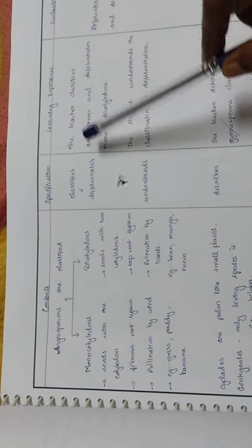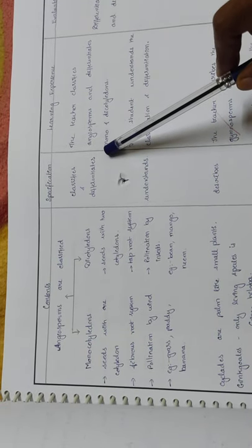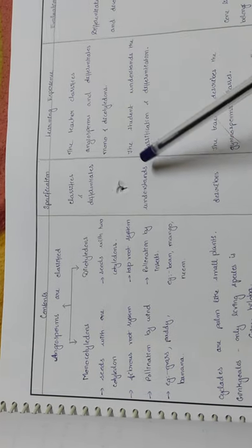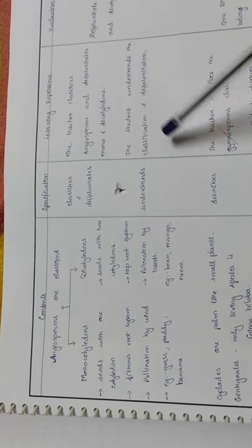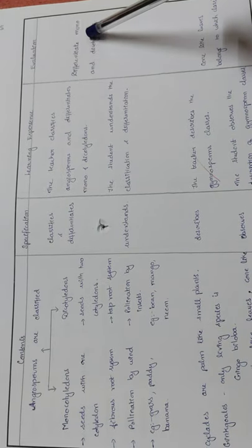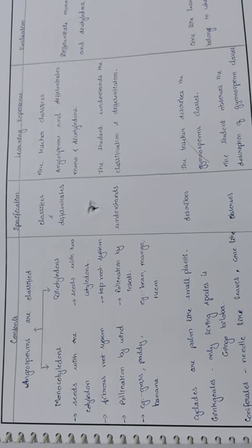The teacher classifies angiosperms and differentiates mono and dicotyledon. The student understands the classification and differentiation. Differentiate mono and dicotyledon.